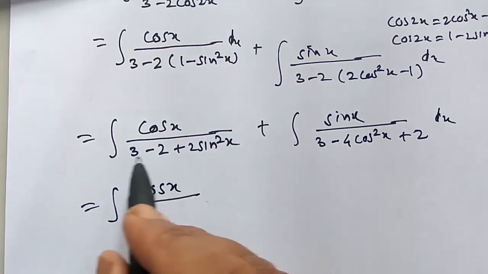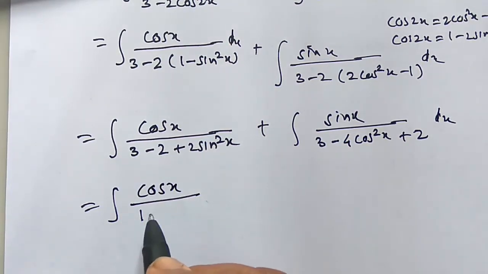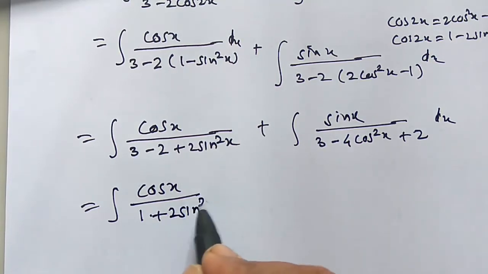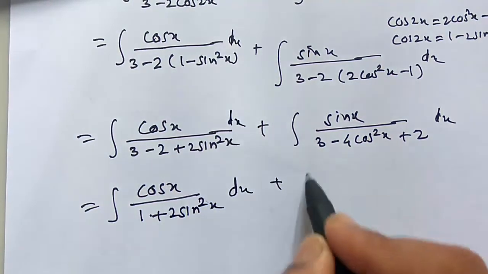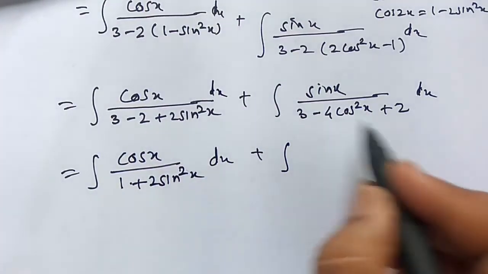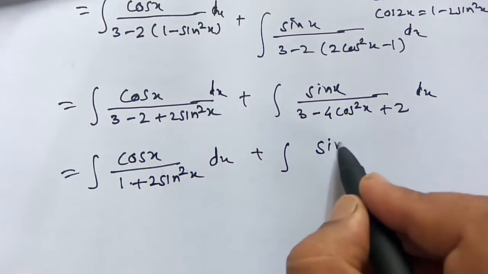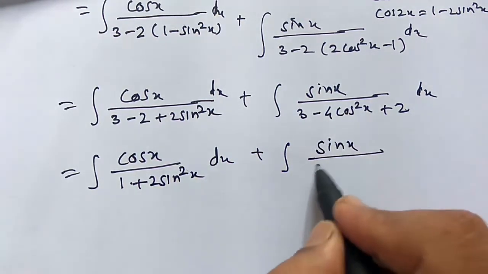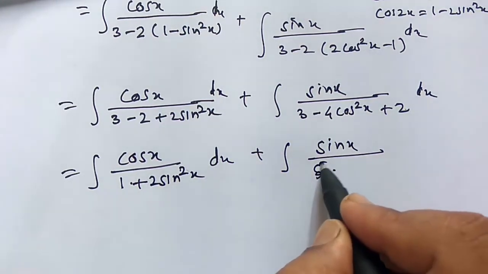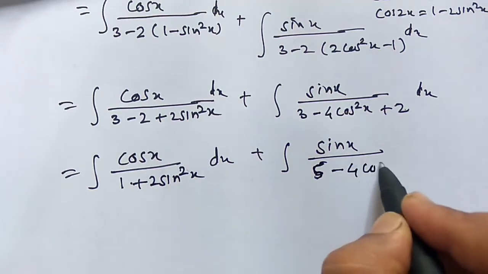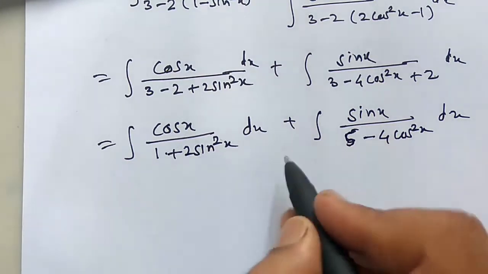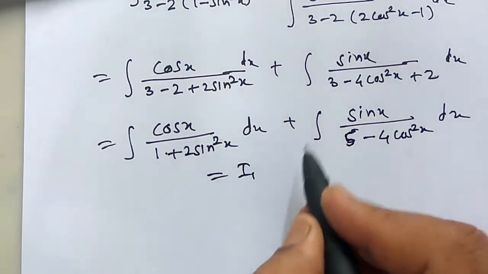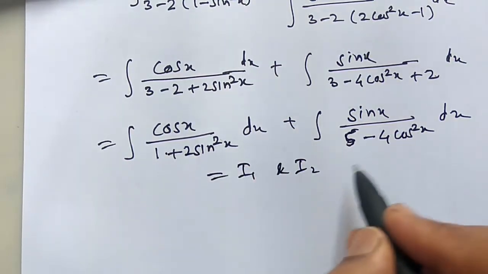This is equal to integration of cos x upon, here 3 minus 2 is 1, plus 2 sin square x dx, plus integration of sin x upon, here 3 plus 2 is 5, minus 4 cos square x dx. Now this is equal to I1 and I2.